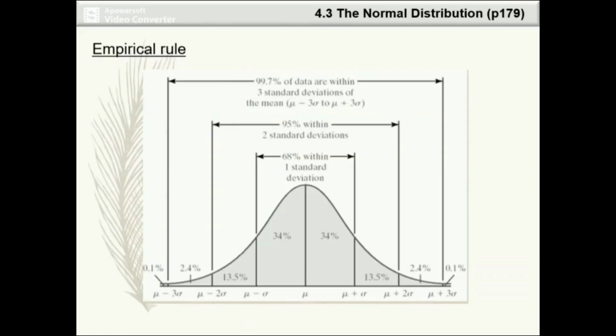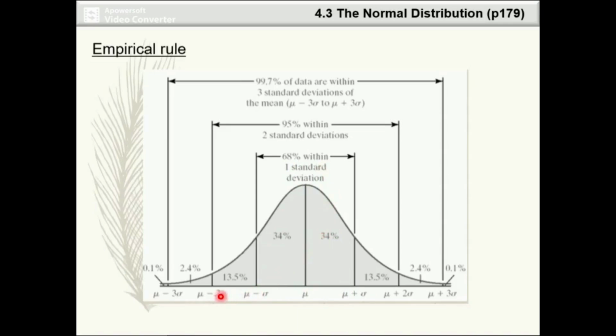Another thing that you need to know is this special case that applies to distributions that are approximately or exactly bell-shaped. It's called the empirical rule. Studies have shown, and even mathematically you can show it, that between mu minus sigma and mu plus sigma, you'll have 68% of all the observations. So this region between mu minus sigma and mu plus sigma is where observations are within 1 standard deviation from the mean.